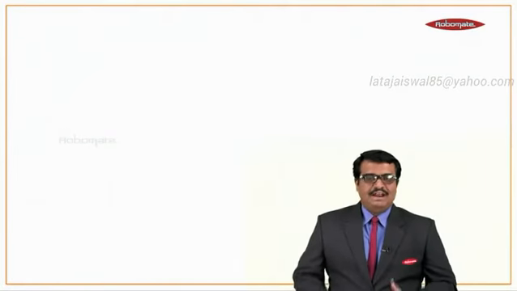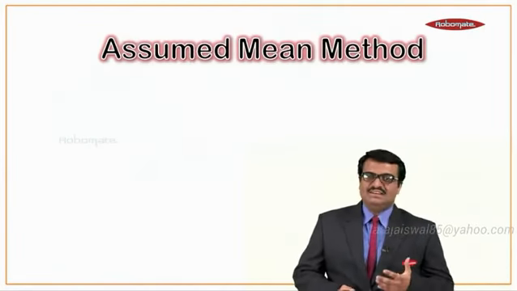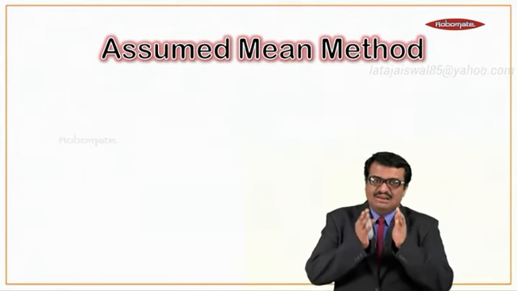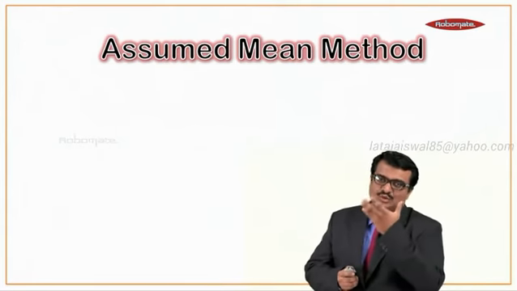Direct method to find mean. Now the next method we will learn is called the assumed mean method. When to use this method? If the data given to you is slightly bigger, the frequency and the class marks are slightly bigger, you can use this method.